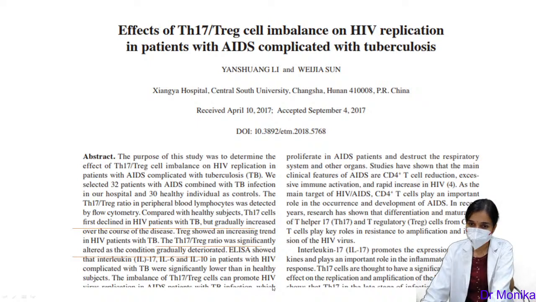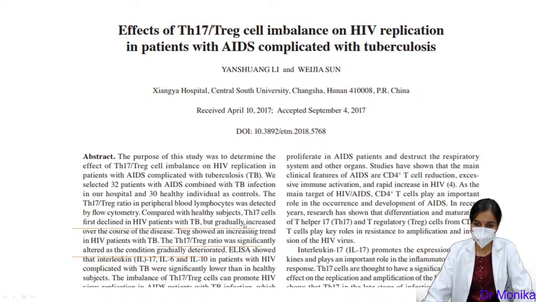So this is the study published in 2017, which shows the effect of the T helper 17 and T regulatory cells imbalance on HIV replication in patients with AIDS. Here they took around 32 patients with AIDS and 30 healthy individuals, and then they measured their peripheral T lymphocytes by using flow cytometry, and they found that initially the T helper 17 was decreasing, but later it increased. While in case of T regulatory cells, they followed the increased trend. So this study found that this increase in the ratio promotes HIV replication in AIDS patients with TB infection.